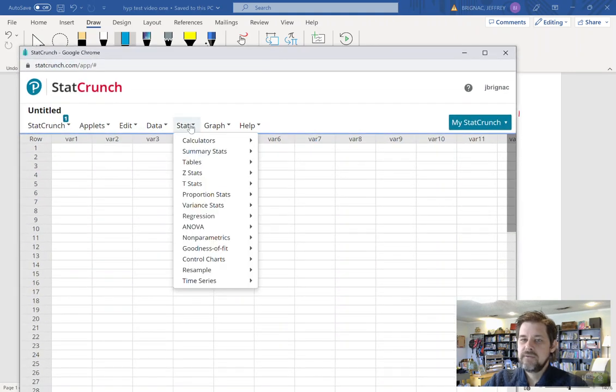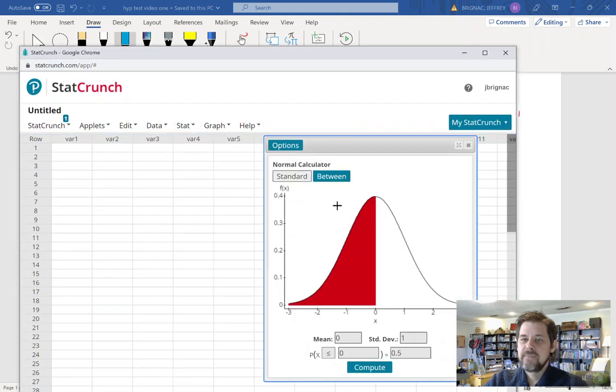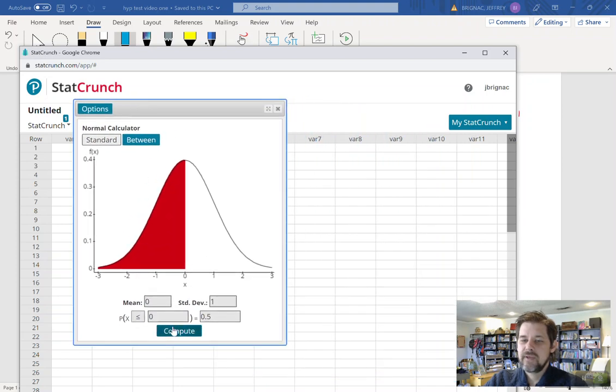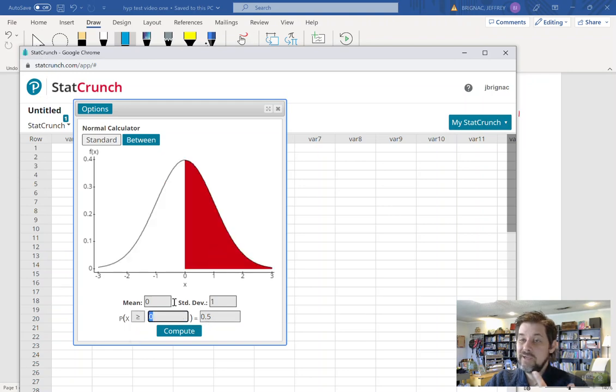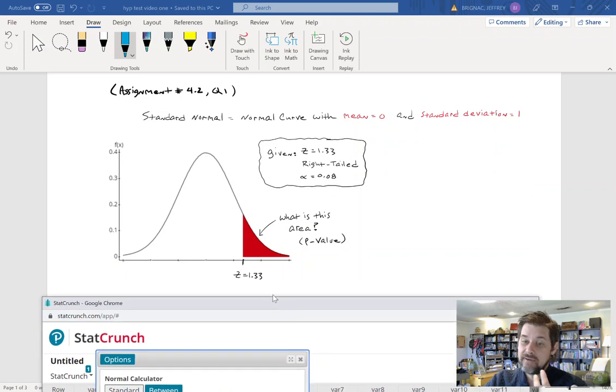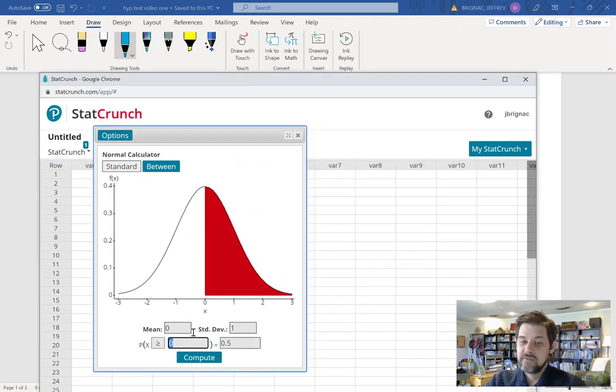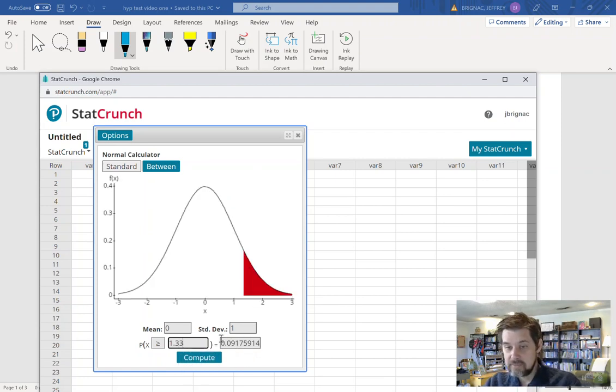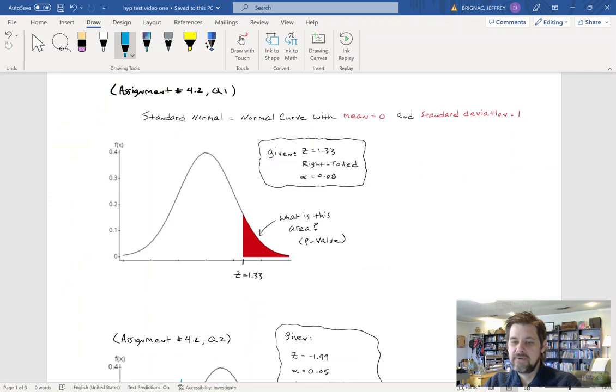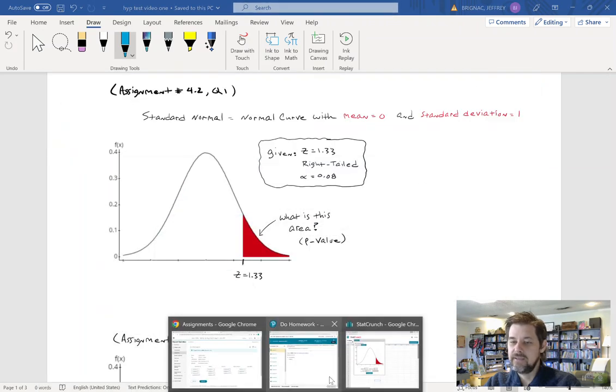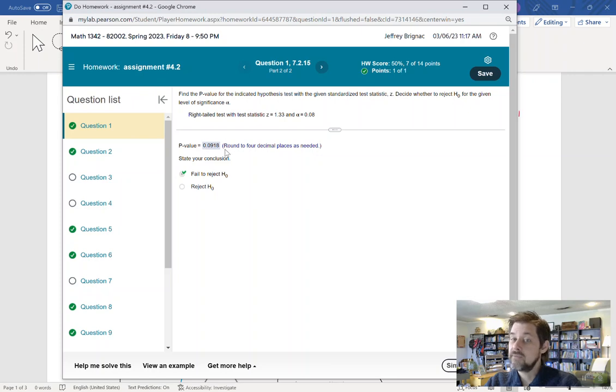So I'll go to Stat, Calculators, and then Normal, and from there I want to put P(X) greater than. That makes it a right-tailed test, and I wanted to calculate the area more than 1.33. So I make this number 1.33, and it tells me that the area to the right of 1.33, where 1.33 is right there, is 0.091759. And you can see that is the number that I entered with some rounding.